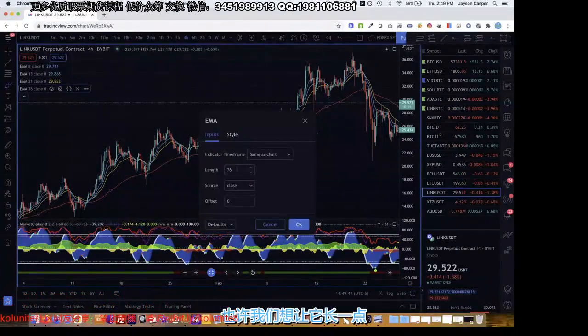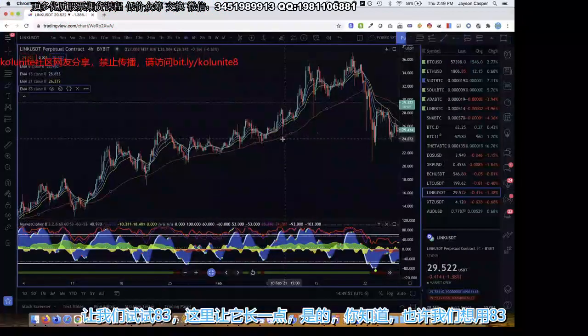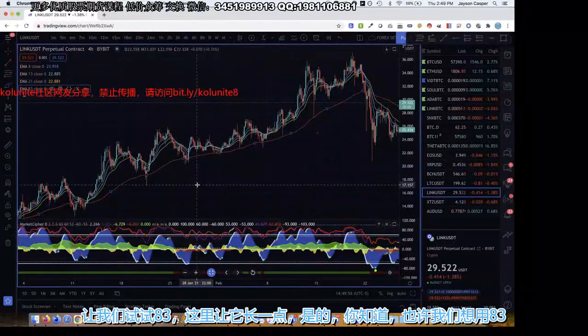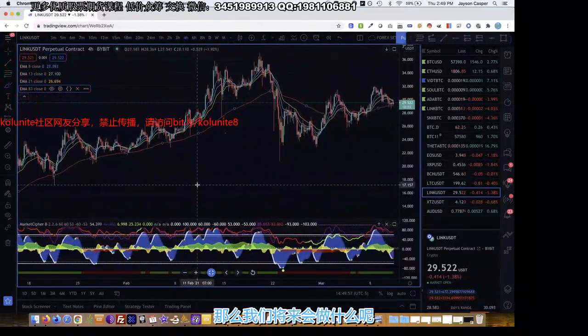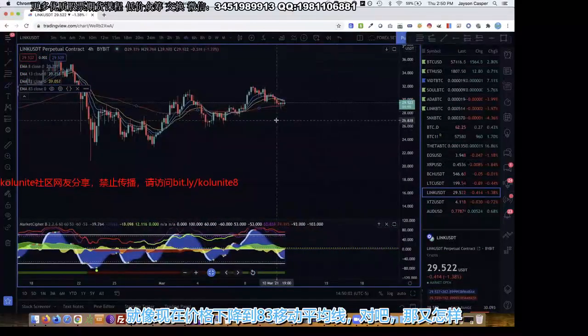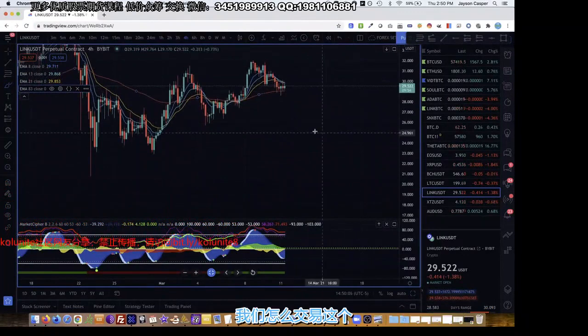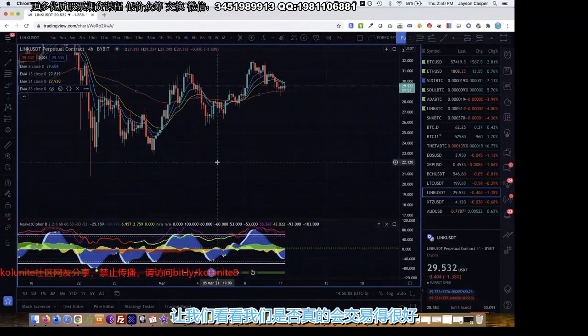Maybe we want to make it a little bit longer, like 83. Let's just try 83 here. Makes it a little bit longer. And yeah, maybe we want to go with 83. So then what we would do in the future is, like right now, price has come down to this 83 moving average, right? So how would we trade this? Let's see if we would actually trade this.